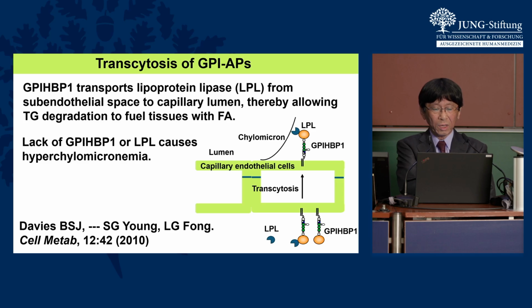If GPIHBP1 is deficient, that causes severe hyperchylomicronemia, like lipoprotein lipase deficiency. This phenomenon was found by Steve Young, and Dr. Young received an award in medicine some years ago for this discovery.